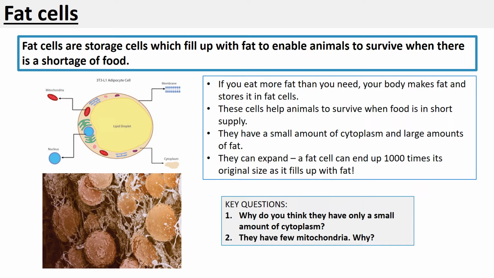So let's go through some of the cells, which I believe came in the last 6-mark question, either that or I deleted it. There's potential that's happened. I'll go back and have a look. So fat cells are a really interesting type of cell. Fat cells fill up with fat. If in digestion you take in too much glucose or fat that you don't actually use in respiration, then we will store it in fat cells. These cells can survive on foods in short supply, and they can expand up to 1,000 times their original size as they fill up with fat.